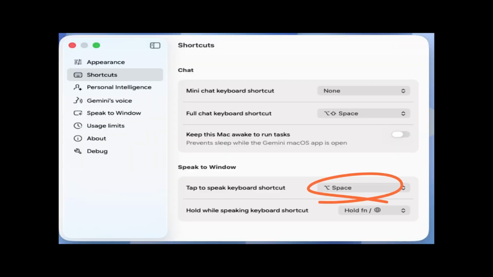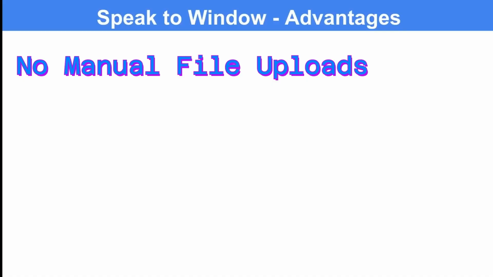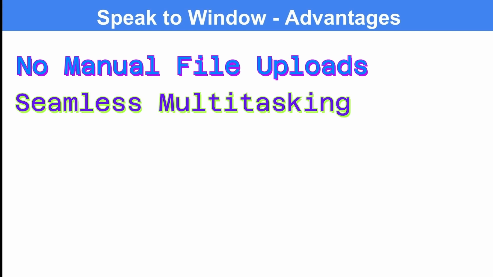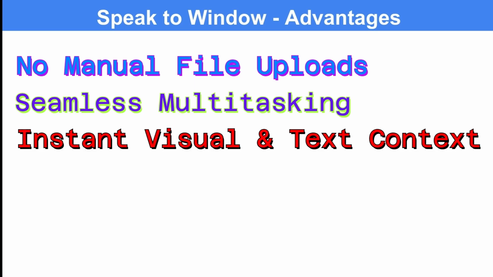You can create a shortcut for Speak to Window. I am using Option plus spacebar. You can instantly query external documents, code, or web pages without needing to save, export, or attach files directly into the chat interface. It allows you to interact with active desktop applications in real time without context switching or breaking your focus. It captures the current visible state of your target application window, combining visual layout and text content so Gemini understands exact references on your screen.